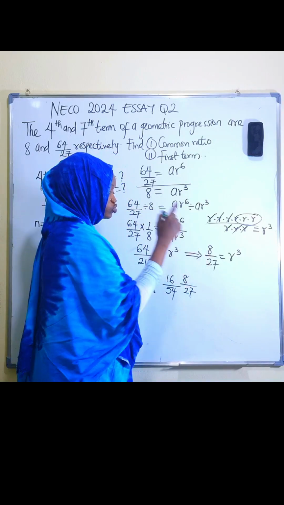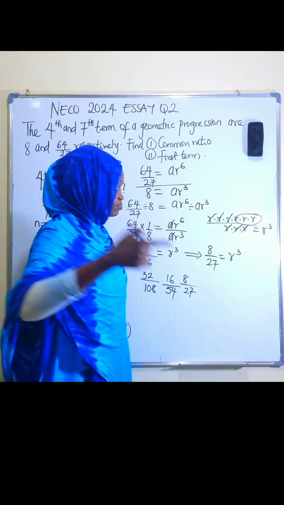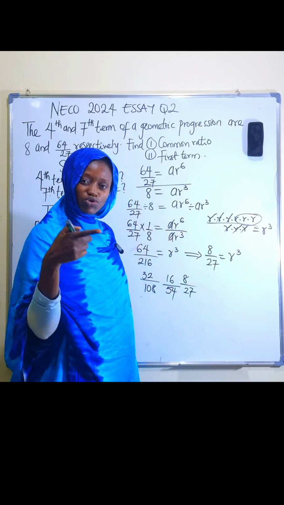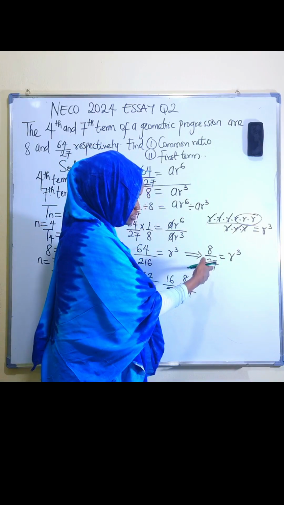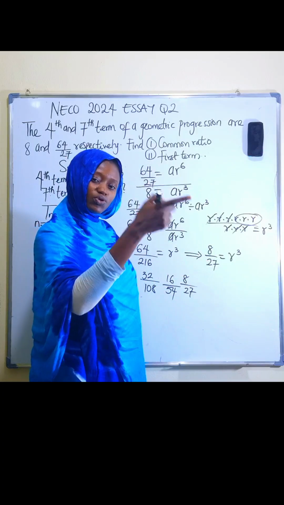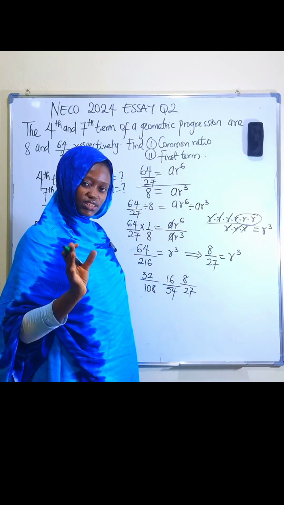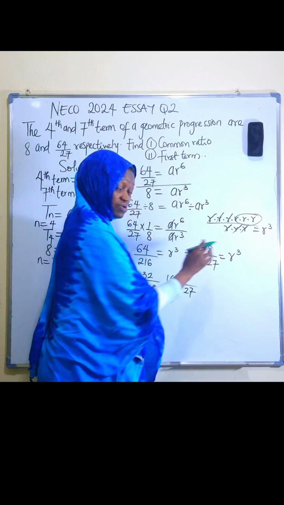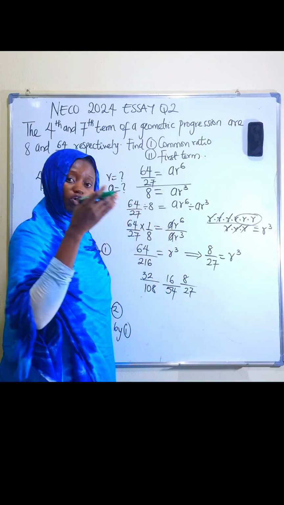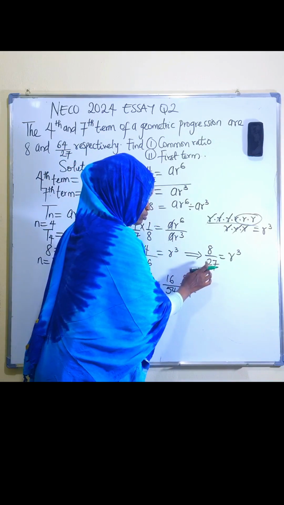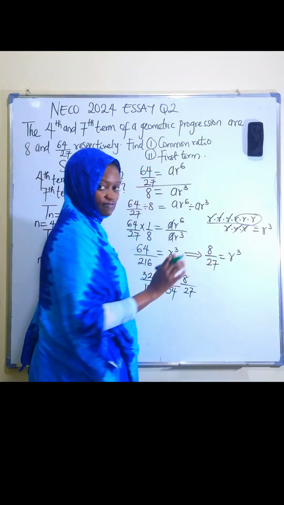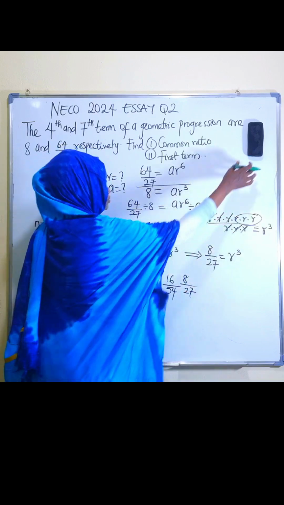This 8, now we're going to look for a number. Which number to the power of 3 will give us 8, and which number to the power of 3 will give us 27? Do you understand? The power here is 3 on the right hand side. So which number to the power of 3 will give us 8, and which number to the power of 3 will give us 27? So that's what we're going to do here.